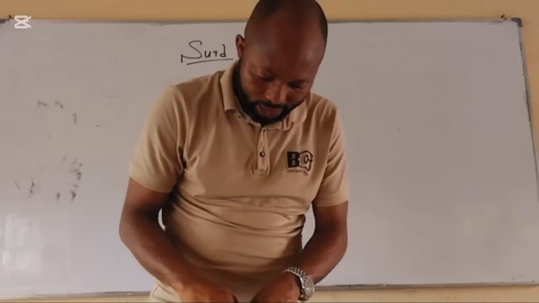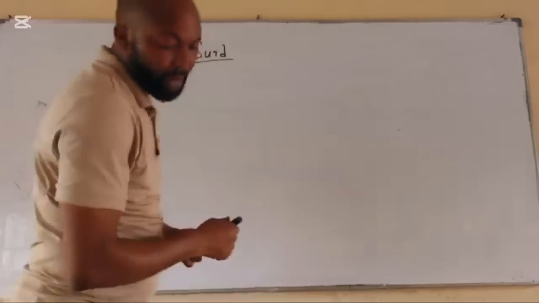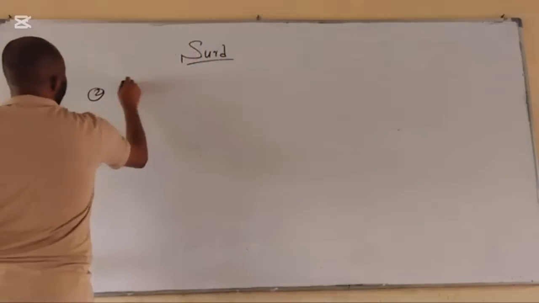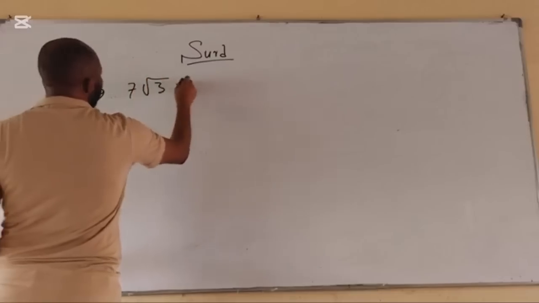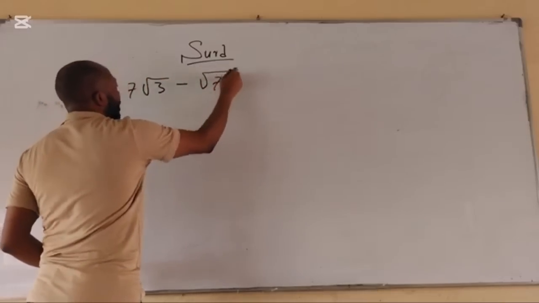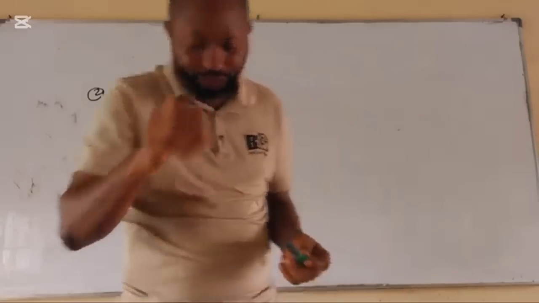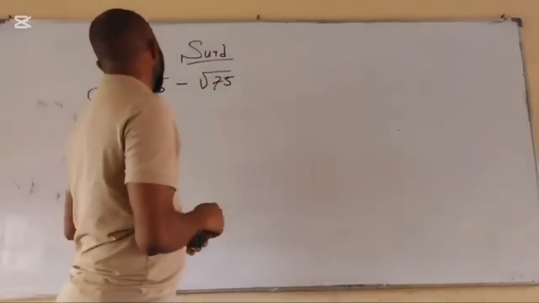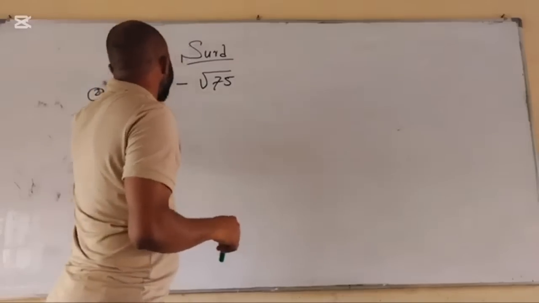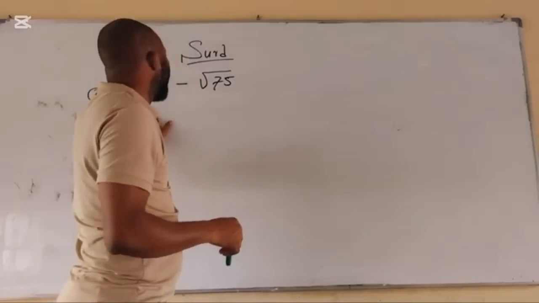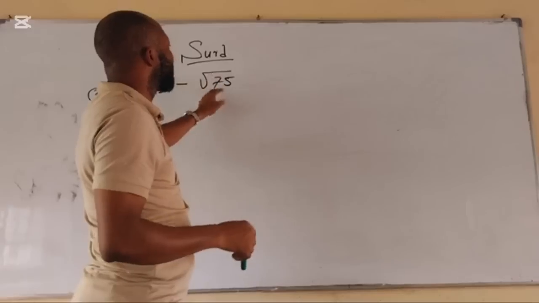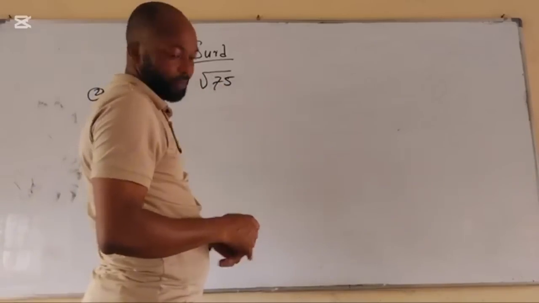Evaluate 7 root 3 minus root 75. Okay, that's correct. So this one is already in its basic form. We can't break it further. But this one is not. We have to simplify this to take it to the basic form.